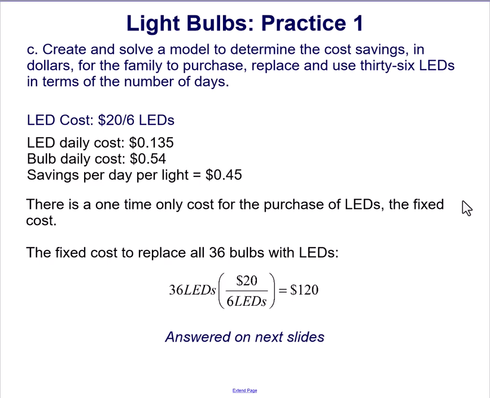Now let's keep something in mind here. There is a one-time only cost for the purchase of LEDs. That's known as the fixed cost. The fixed cost to replace all 36 bulbs with LEDs is going to be as follows. We take the 36 LED lights and we're going to multiply that by $20 for 6 LED lights, and the answer is going to be $120. Now just keep in mind, I'm going to show this part here. We are going to cross out our units, so LEDs with LEDs, multiply 36 times 20, and divide it by the 6. And that's how we get our $120.